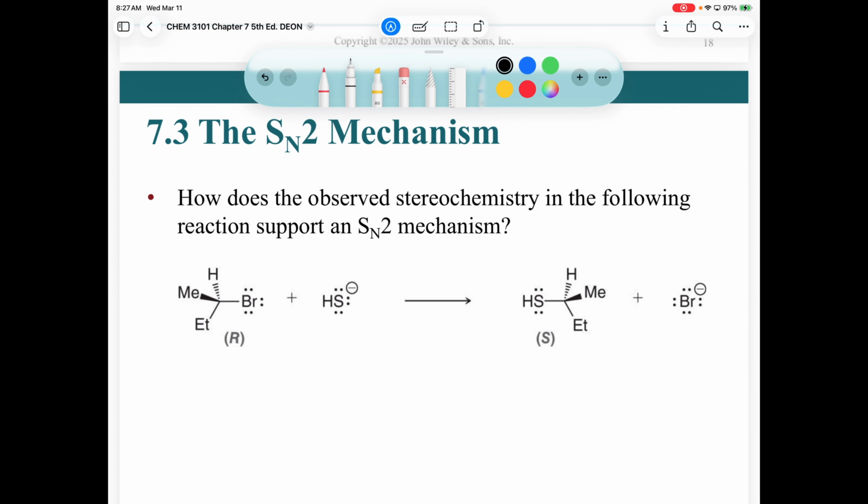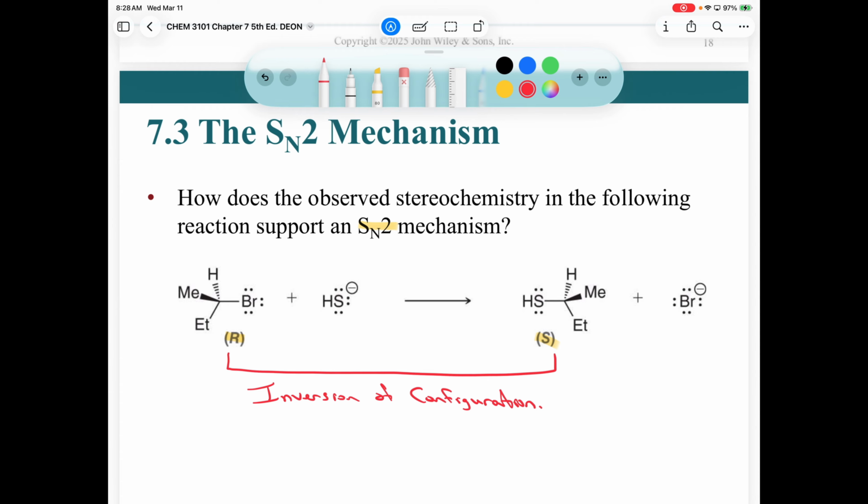How does the observed stereochemistry in the reaction support an SN2 mechanism? Well, I don't provide too much information about this, but remember, I expect you to read the textbook in this class. You notice you're starting out with an R compound, and after the SN2 reaction occurs, you end up with an S compound. There's a name for this. When you flip your configuration, we call this inversion of configuration.